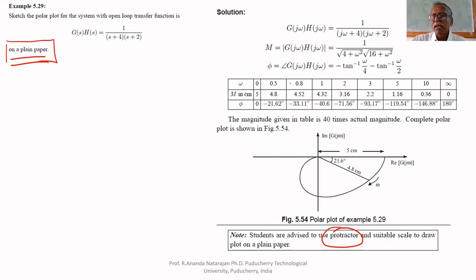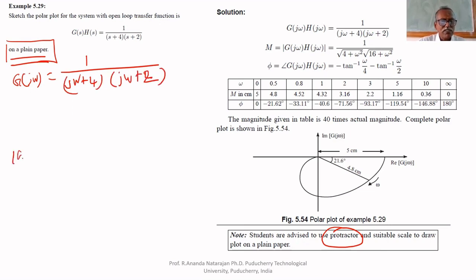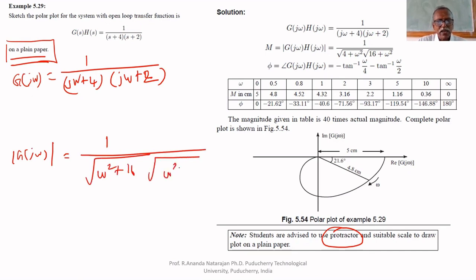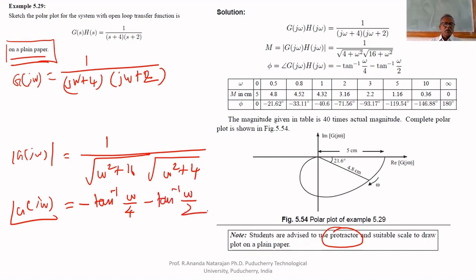First you have to prepare a table to draw that. The first thing is we have to find G(j omega). G(j omega) equals 1 upon (j omega plus 4) multiplied by (j omega plus 2). No need to convert it into time constant form. Modulus of G(j omega) equals 1 upon square root of omega square plus 16, times square root of omega square plus 4. Angle of G(j omega) equals minus tan inverse of omega by 4 minus tan inverse of omega by 2.